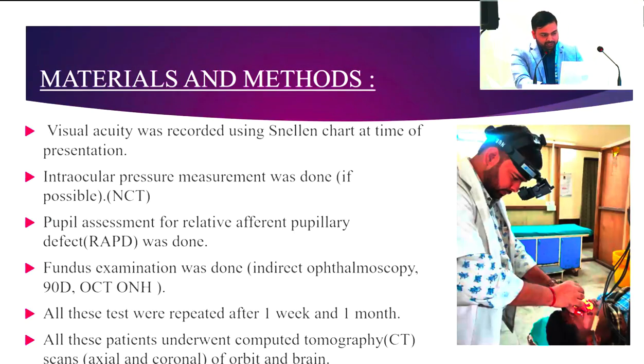Coming to materials and methods, visual acuity was recorded using a Snellen chart at the time of presentation. Intraocular pressure measurement was done wherever possible. Pupil assessment for RAPD was done. Fundus examination was done by indirect ophthalmoscopy, 90D slit lamp biomicroscopy, and OCT. All these tests were repeated after 1 week and 1 month. All these patients underwent CT scan.